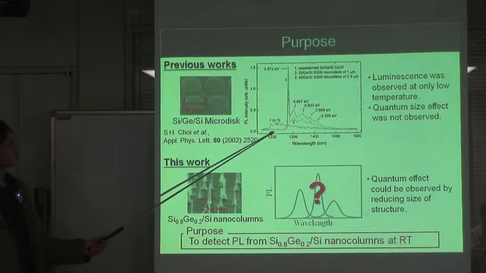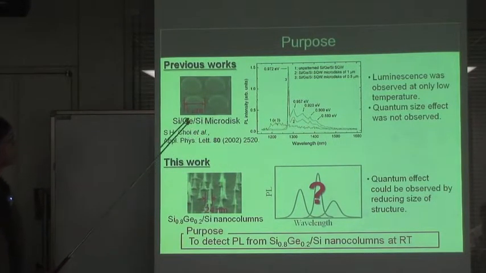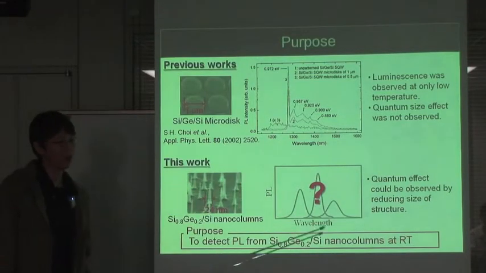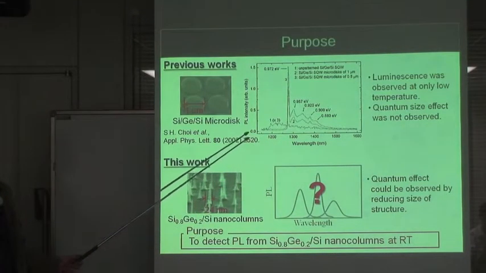This is the photoluminescence spectrum of this silicon germanium silicon micro disk at low temperatures. However, they could not observe photoluminescence from the micro disk at room temperature. Moreover, with the decreasing size of the quantum structure, the photoluminescence peak is shifted. This phenomenon is known as the quantum size effect.